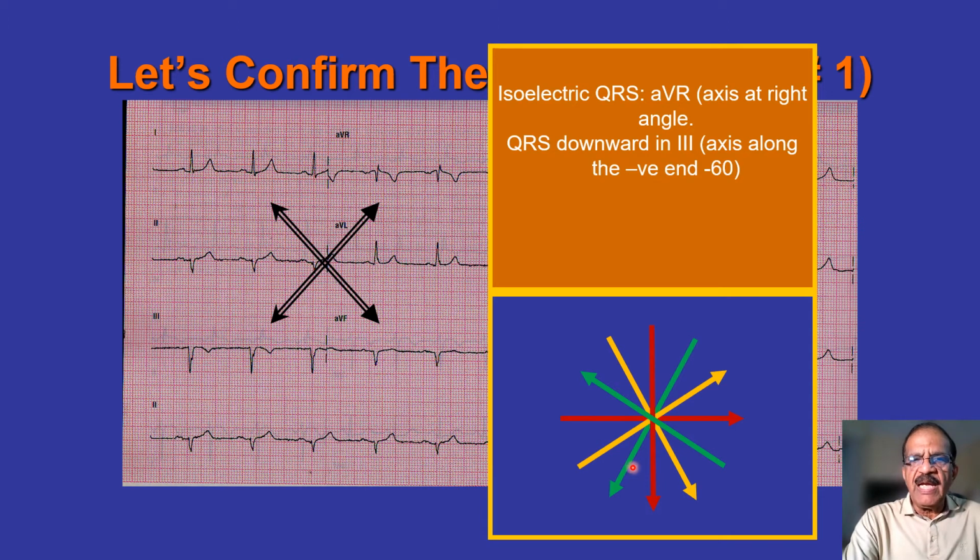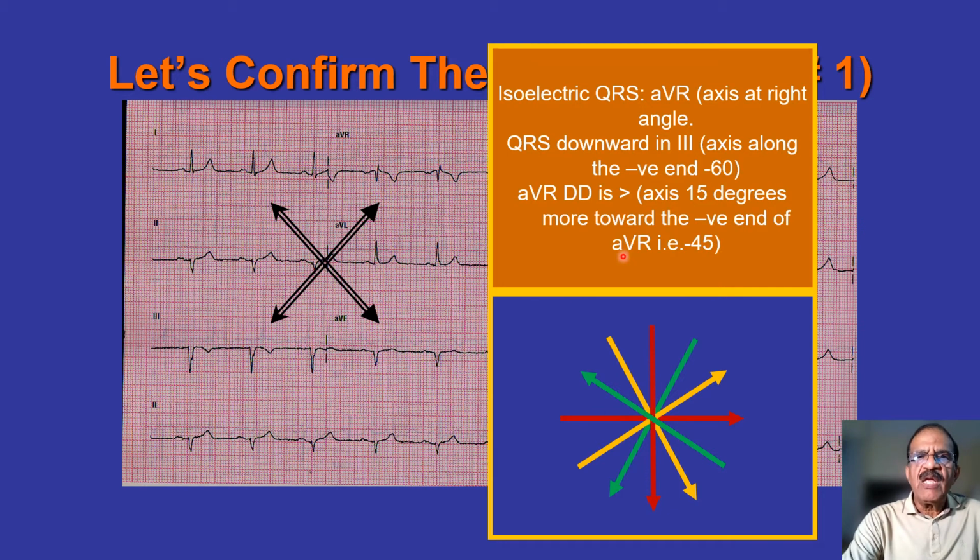So limb lead 3 records a predominant downward deflection. If you take this lead, the axis is along the negative terminal of limb lead 3, and this is at minus 60. This is 0, this is minus 30, this is minus 60. So we have estimated that the axis is close to minus 60 as indicated here. But we do some more fine tuning. You again go to AVR, the first lead where we found an isoelectric QRS complex, and see which deflection is bigger, the downward or the upward deflection. Whichever deflection is bigger, the axis will be turned to that direction by 15 degrees.